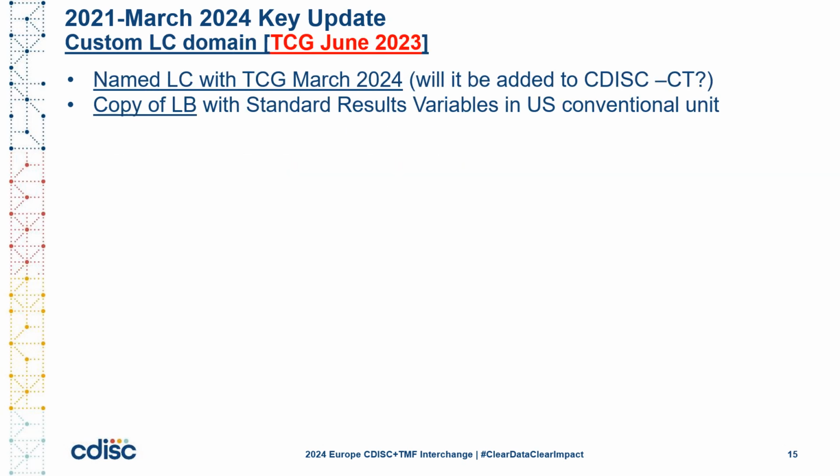In the June 2023 version, a significant change was introduced compared to the previous version. The FDA mandated the submission of an additional custom laboratory dataset, essentially mirroring the structure of the LB. This dataset includes standard results variables along with corresponding normal range variables, and this separate dataset will contain results in US conventional units instead of standard international units. And with the latest version of the Technical Conformance Guide, the version released in March, the recommended name LC was also mentioned in the guide, which I think is not yet in the CDISC controlled terminology.